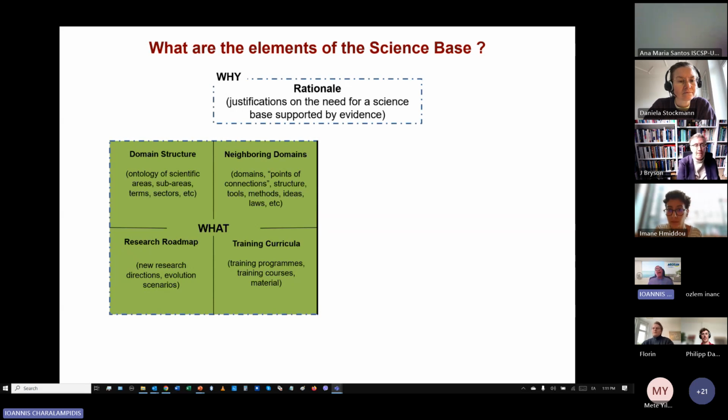What are the areas? And then we found out that it's very important to position yourself concerning neighboring domains. You know, digital governance is not a domain by itself.